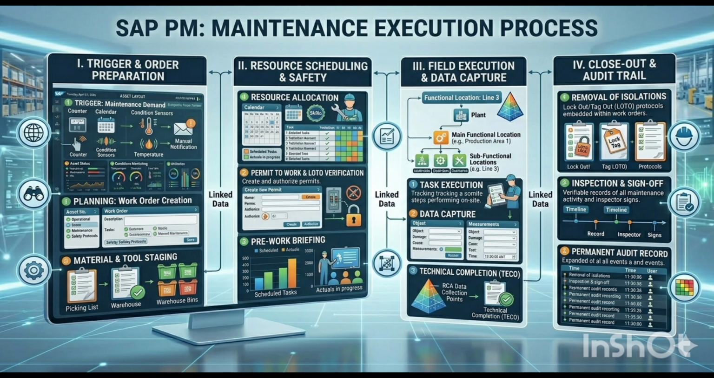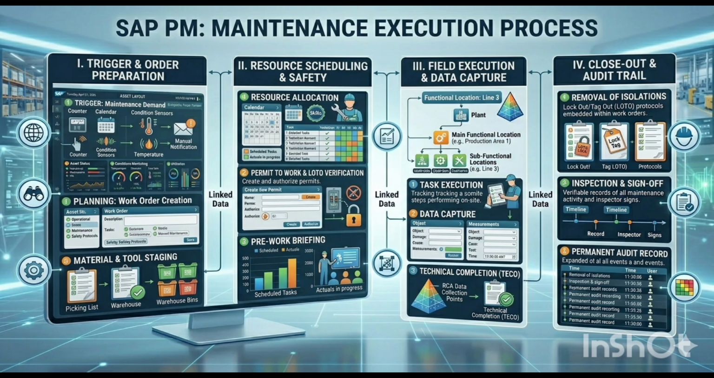Now we will just go through the maintenance execution process, a deep dive into the 4 phases of field execution process. Trigger and order preparation, moving from maintenance demand to material and tool staging in the warehouse. Resource scheduling and safety involves resource allocation and critical permit to work and lockout tagout verification for safety. Field execution and data capture, the actual task execution where measurements are recorded, ending in technical completion, TECO. Closeout and audit trail, final inspection sign off, and the creation of a permanent audit record.